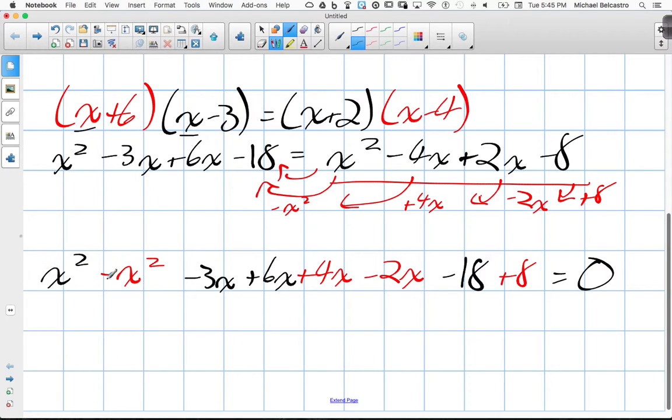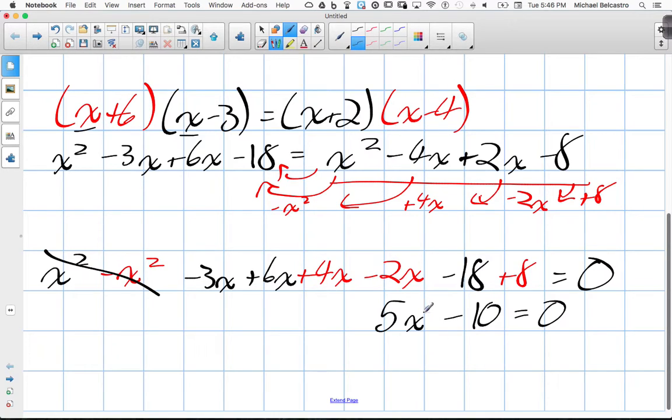So we collect our like terms. X squared minus x squared, goodbye. Negative 3 plus 6 is positive 3, plus 4 is positive 7, minus 2 is 5x. And negative 18 plus 8 is negative 10.